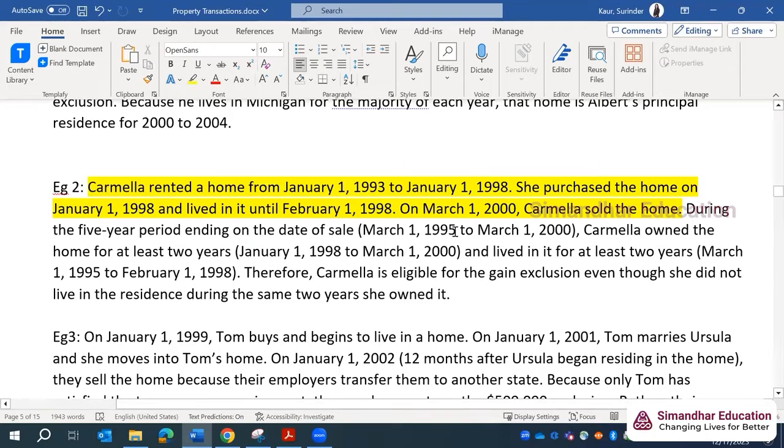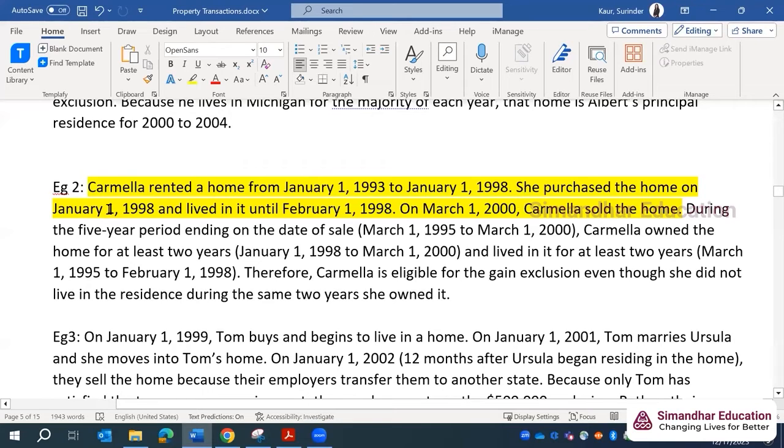Okay. So the sale is happening on 1st March 2000. So from this date, you are going to look back 5 years. So from March 1, 1995 to March 1, 2000, in this 5 years, we are going to see whether she has met the use criteria and whether she has met the ownership criteria. So she lived there from 1993 to January 1, 1998. So that means March 1, 1995, 1996, 1997, 1998. So she has definitely met the use criteria. Now let's look at the ownership criteria.